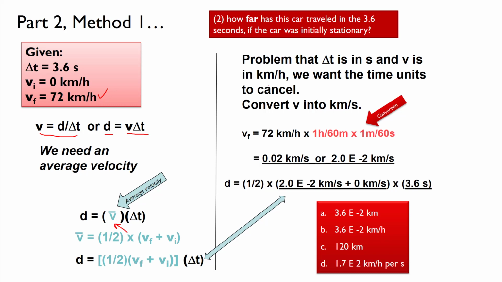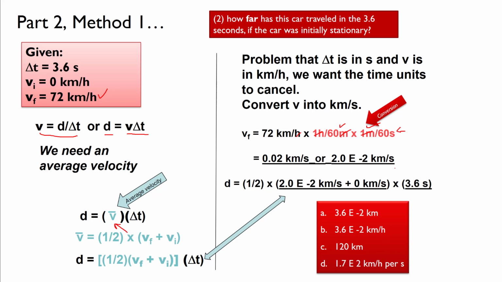If I want to get 72 kilometers per hour into 72 kilometers per second, I need to multiply it by 1 hour has 60 minutes in it, and then 1 minute has 60 seconds in it. What this does is it basically says, okay, I'm going to multiply 1 hour by something over hours. That goes away. That's going to leave me with minutes, and then I'm going to get rid of the minutes, and I'm going to be left with kilometers per second as my unit.